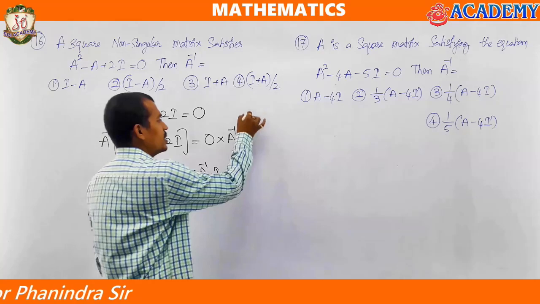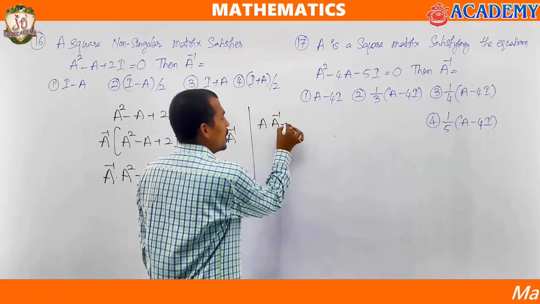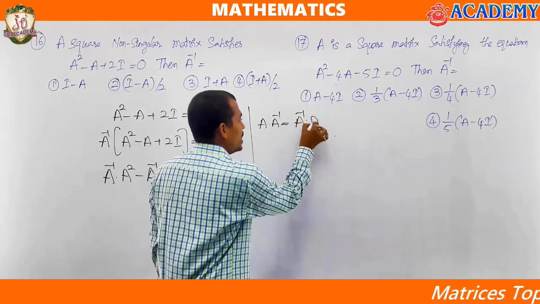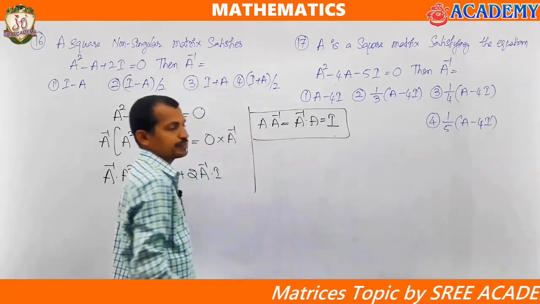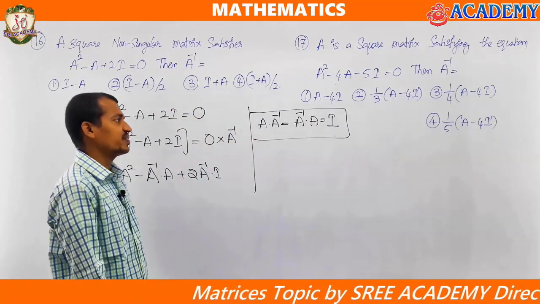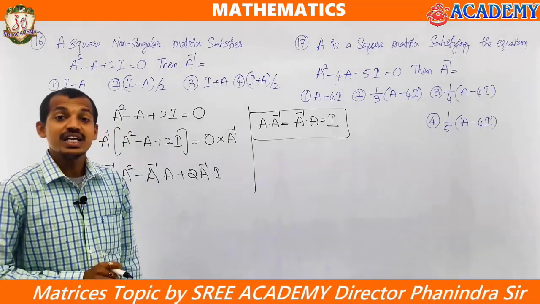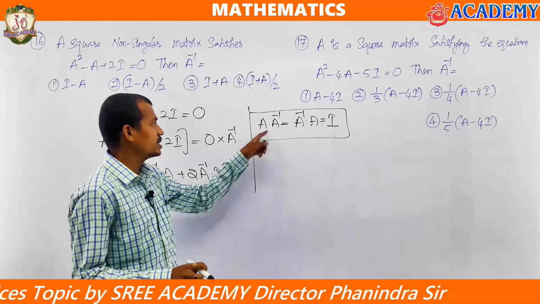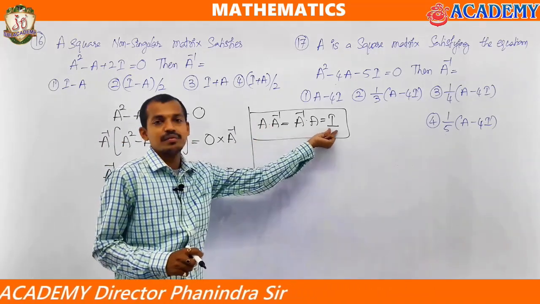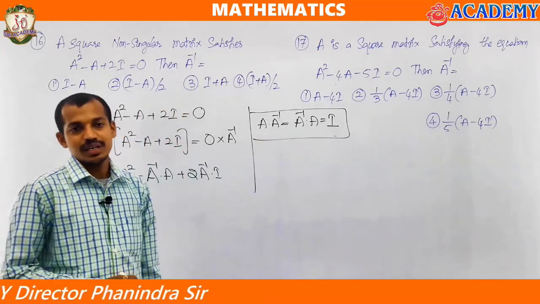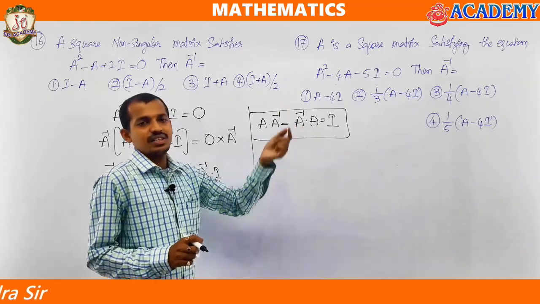In properties we already said, A into A inverse or A inverse into A is always going to be the identity matrix. This is our main basic definition for the inverse matrix. If AB equals BA equals I, then B is said to be the inverse matrix. That B we denote as A inverse. If you multiply any matrix with another matrix and you get the identity matrix, then that matrix is said to be the inverse matrix. That's why A into A inverse, or A inverse into A, is always going to be the identity matrix.